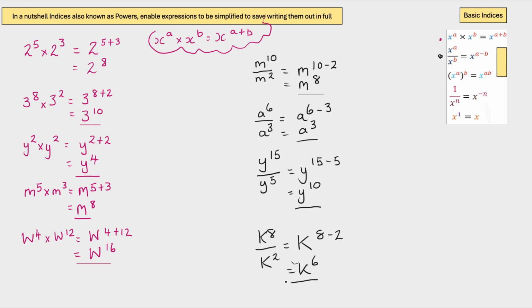And then let's just do one more. w to the power of 20 divided by w to the power of 4 equals w, 20 subtract 4, equals w to the power of 16. Or w has an indice of 16. That's it. That is literally basic indices.